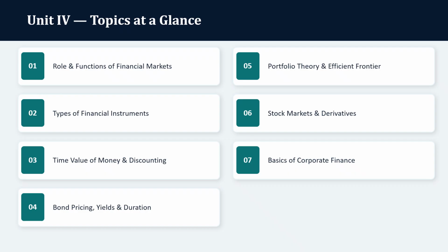Then we have stock markets and their derivatives. That is how equity and derivative markets operate and what roles they play. And lastly, we will have the basics of corporate finance. That is how firms make investment, financing, and dividend decisions with the objective of maximizing shareholder wealth. So in this particular revision video, we mainly focus on the first theme, the role and functions of financial markets and their main segments. Once that base is clear, the later topics become much easier to digest.